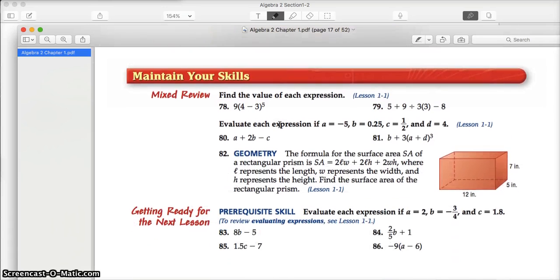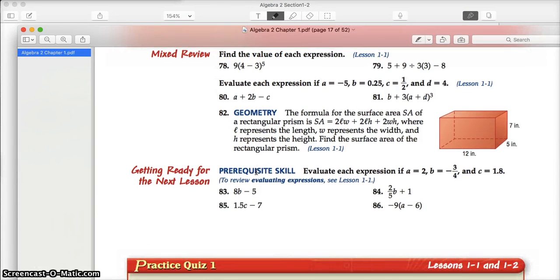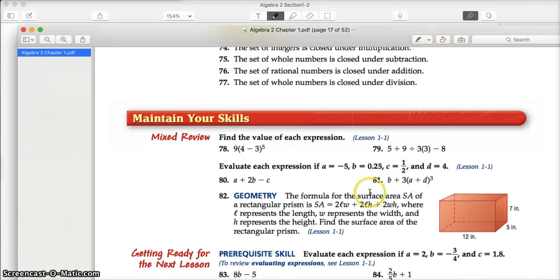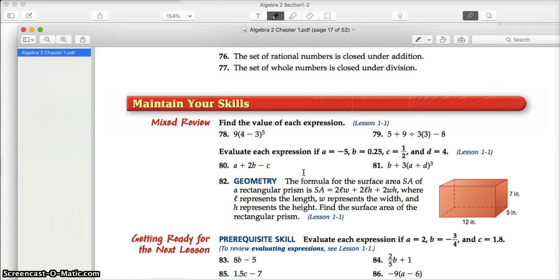Feel free, if you ever want to work on some of the maintaining your skills and the prerequisites for the next section. I'm not assigning it in this lesson, but it's something that is always good to work on and make sure you're keeping your mental mathematical pencils sharpened.